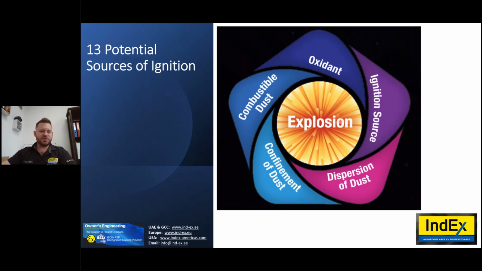So when we consider the 13 sources of ignition, we need to consider the dust pentagon. There's a requirement for an oxidant or oxygen, combustible dust, confinement of the dust, an ignition source, which there's potentially 13, and the dispersion of the dust.